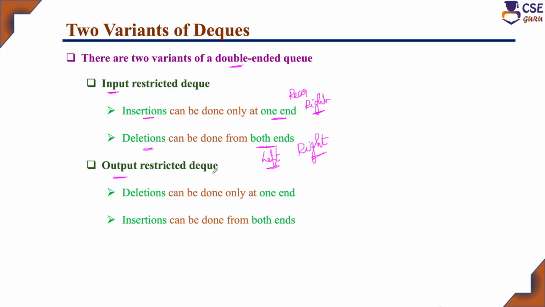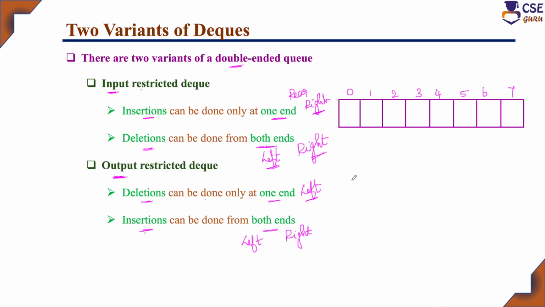Similarly, output restricted DQ means deletion can be done at only one end, that is the left pointer end. But insertion will happen at both ends, both the left pointer position as well as the right pointer position. That is output restricted DQ. Input restricted DQ means insertion is restricted to only one end, the right pointer end, and deletion happens at both ends. Output restricted DQ means deletion is restricted to only one end, the left pointer end, and insertion can happen at both ends.